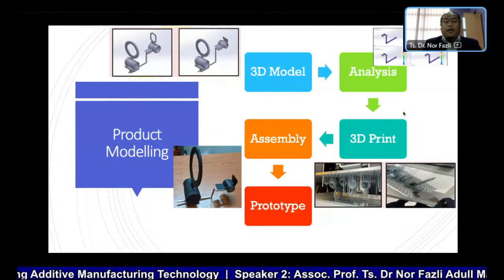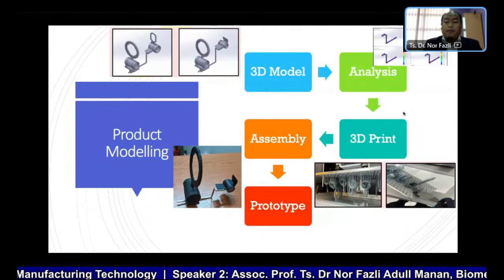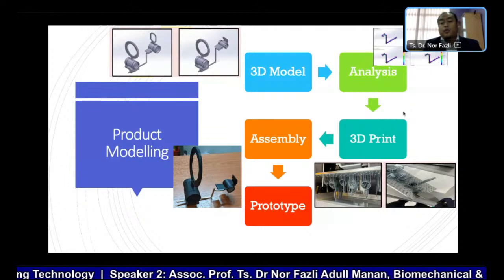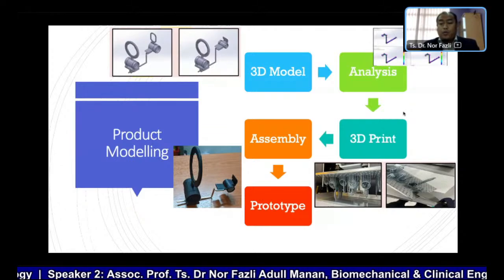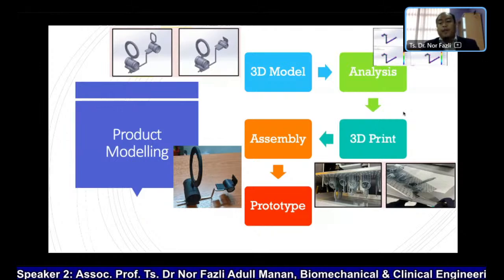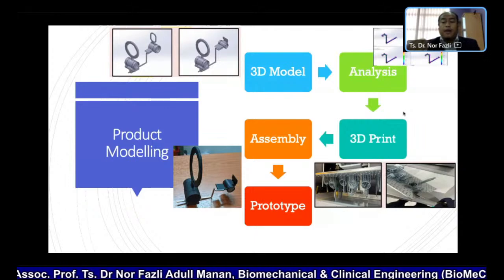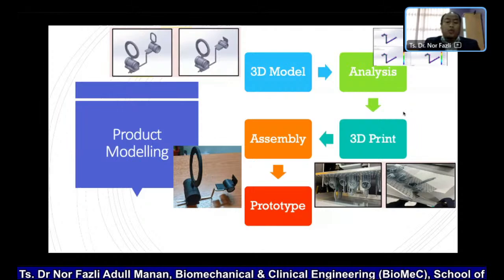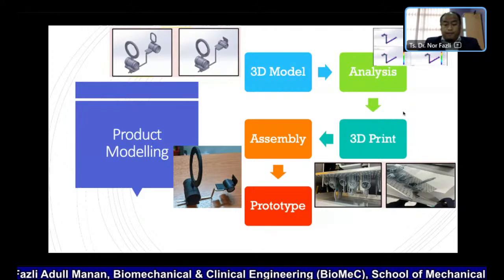And when it shows good performance, we prepare the product using a 3D printer. This shows how the product has been prepared through the 3D printer. After that we clean up, prepare part by part, and we perform the assembly. And in the end, we have the prototype of the product.